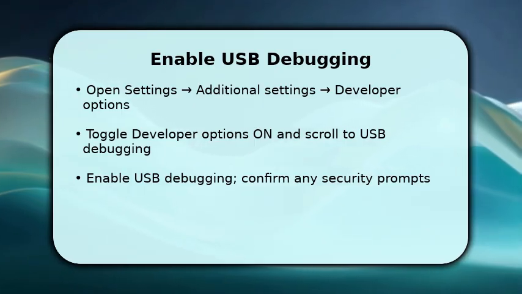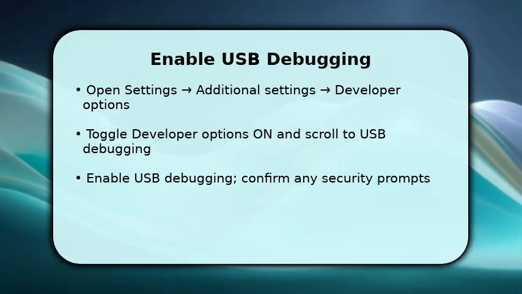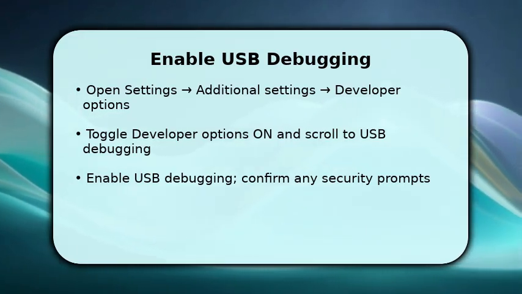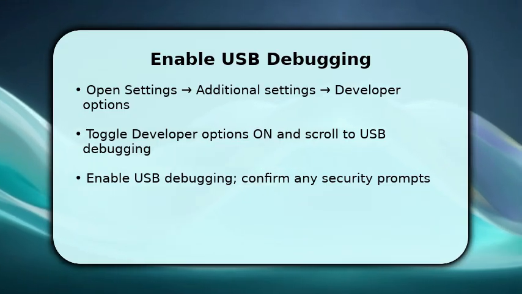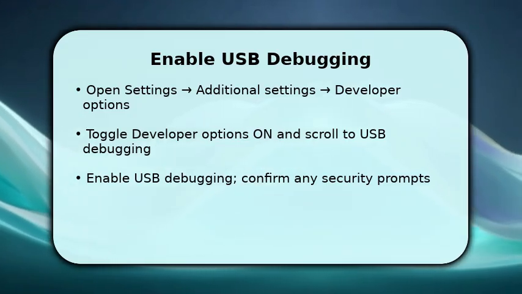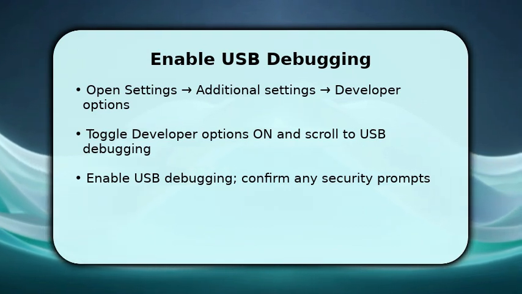A confirmation dialog appears explaining risks. Read it and accept to allow ADB connections. Make sure to enable USB debugging security settings only if you understand device-wide permissions. This step allows your PC to communicate with the phone over ADB for installs and logs.